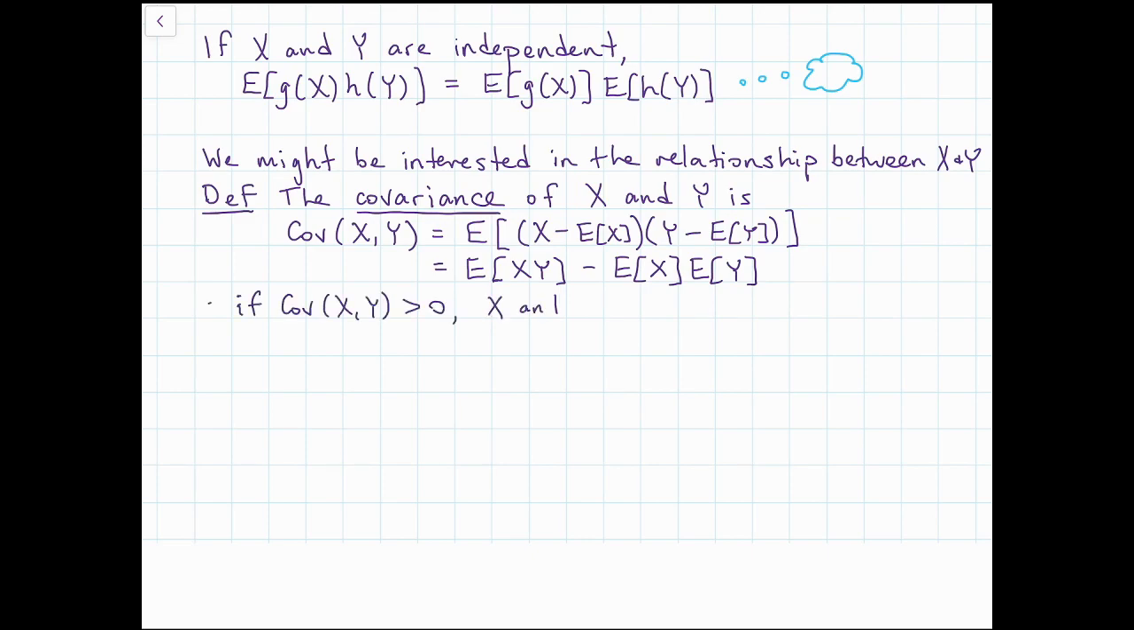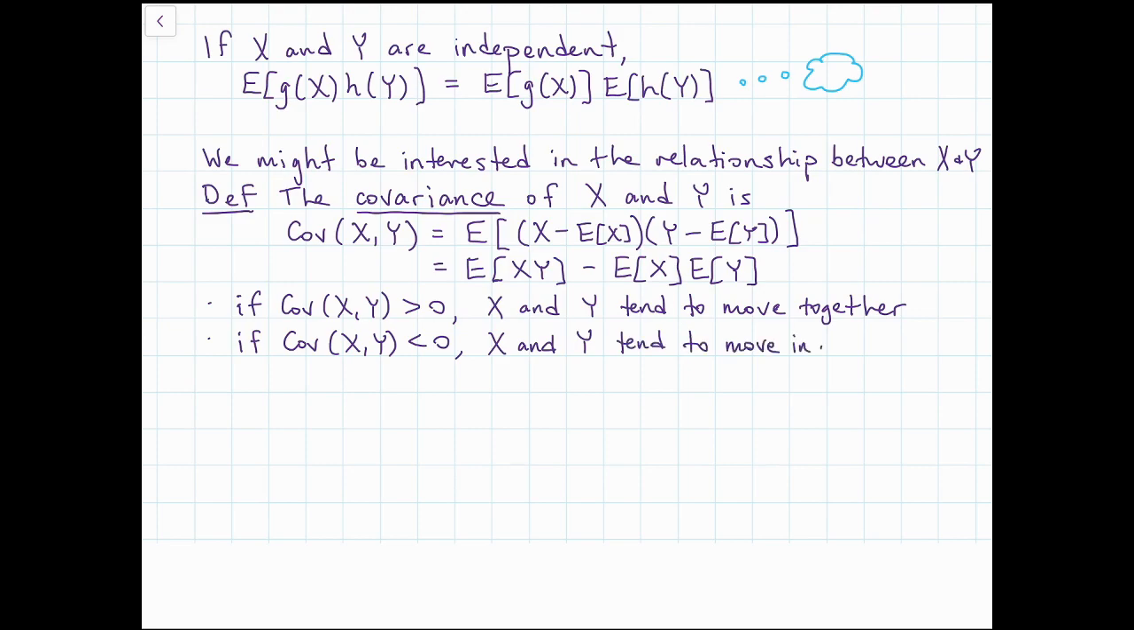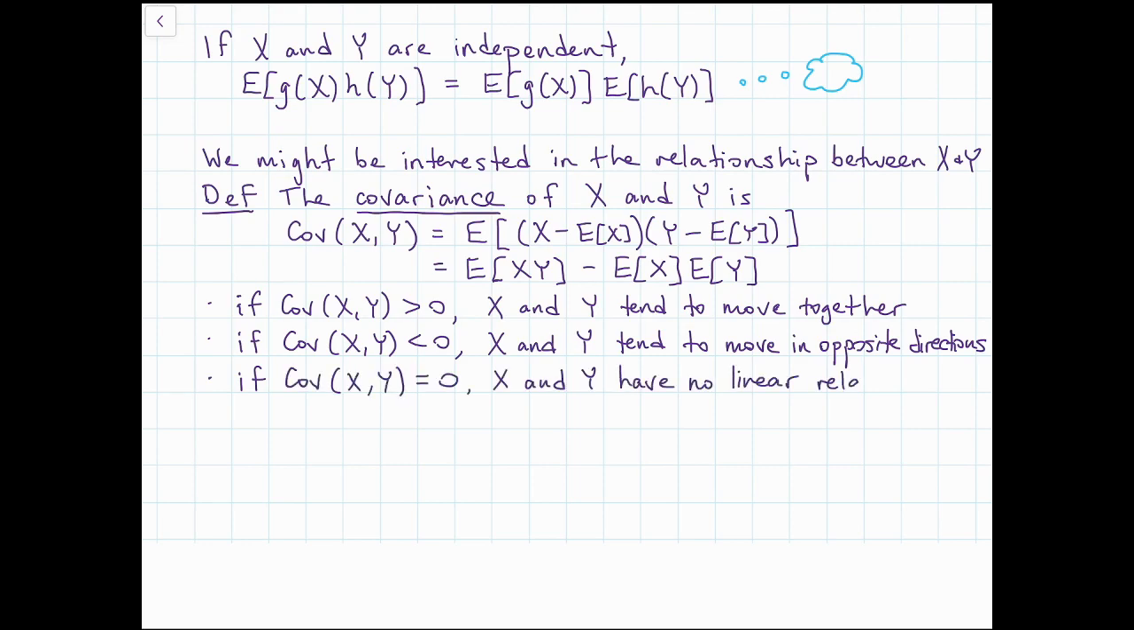We can interpret the covariance in a couple of different ways. If the covariance is positive, that means X and Y tend to move together in the same directions. X is large when Y is large. If it's negative, X and Y tend to move in opposite directions. So X is large when Y is small, and vice versa. And if the covariance is 0, all that tells us is that X and Y have no linear relationship. And I want to emphasize that word linear. It doesn't mean they have no relationship at all, just no linear one.